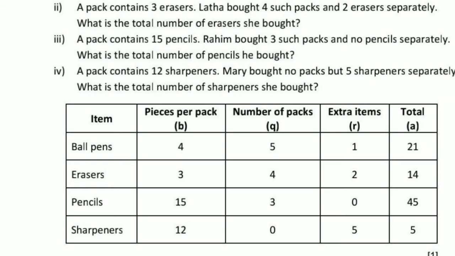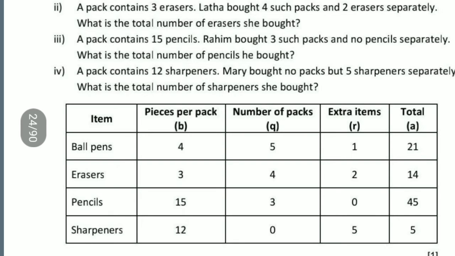Like that we can get pencils. Each pack contains 15 pencils. We have 3 such packets, and no extra pencils, so 15 threes are 45. Now sharpeners. There are 12 in a pack, but there are no packs, so she bought only 5 sharpeners. That's why 12 into 0 plus 5. Here no packets means you have to consider it as 0. So 12 into 0 plus 5, we get ultimately 5 sharpeners.